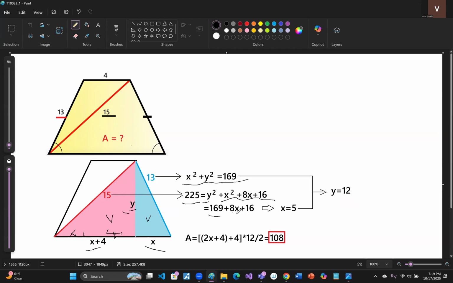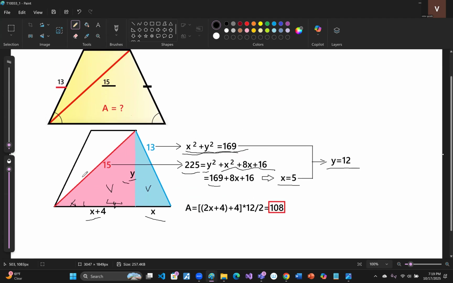And we have a linear equation relative to x. So we see here that x is equal to 5. And if x is equal to 5, then from the first equation we have that y is equal to 12.